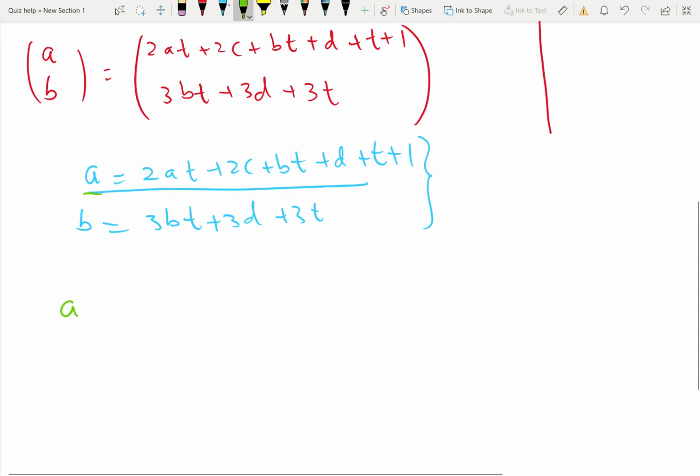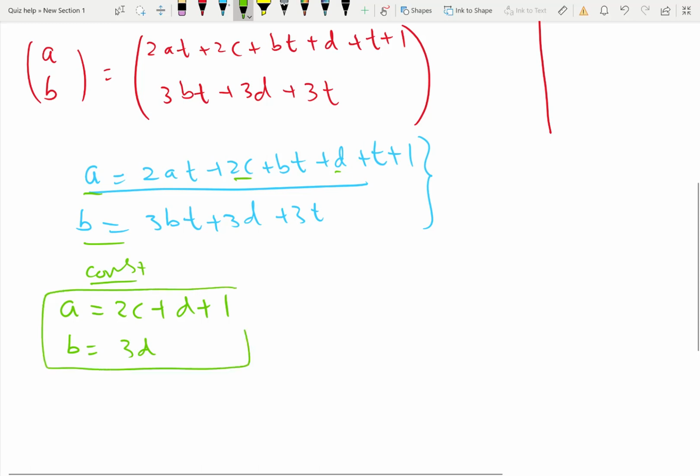On the left, the constant term is A. On the right, we have 2C, we have D, we have a 1. So those are the constant terms. Others are coefficients of T, right? Now if you look at the second equation, let's write using the constants. B on the left, here 3D, and there's no other constant terms, right? Isolated constant terms. So this is what we get using constant coefficients.